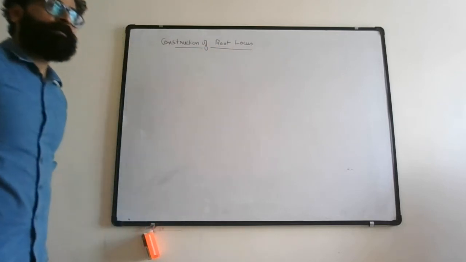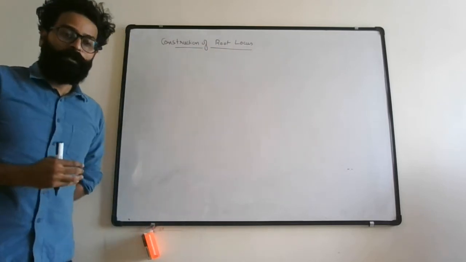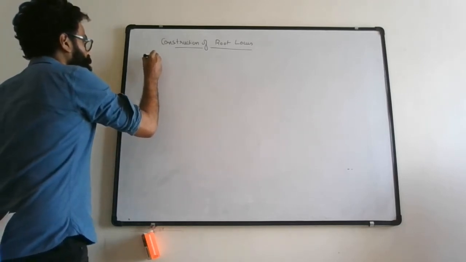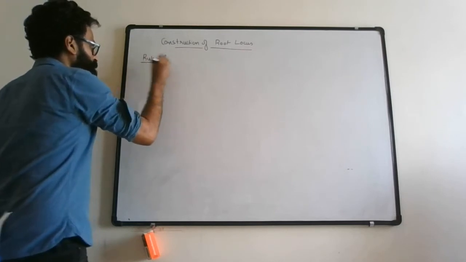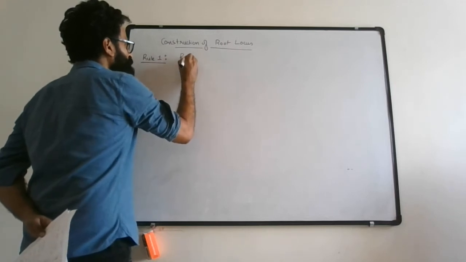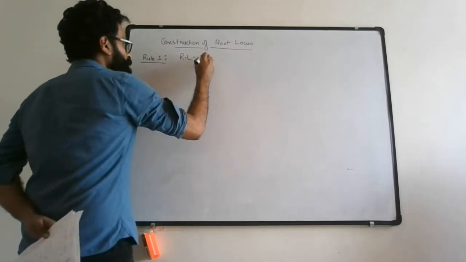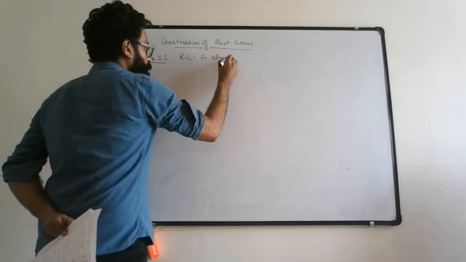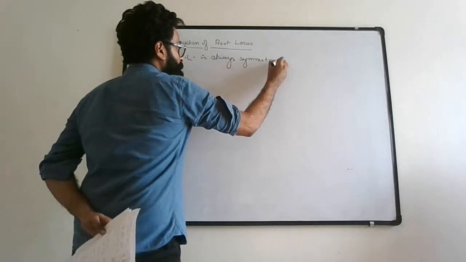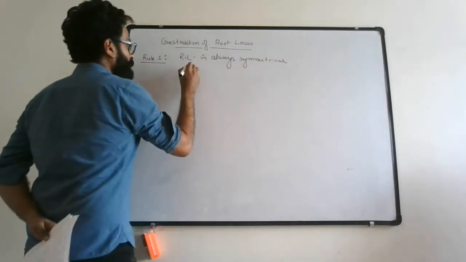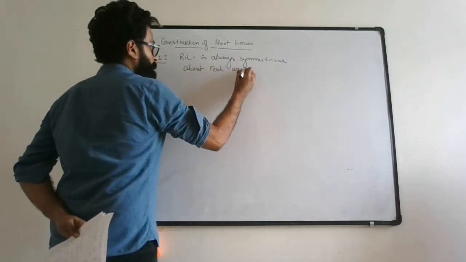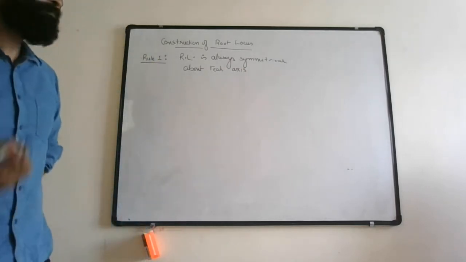Let us look at the various steps which are involved in constructing a root locus. Rule 1 is about symmetry. Root locus, in short RL, is always symmetrical about the real axis. And I have given an example also.